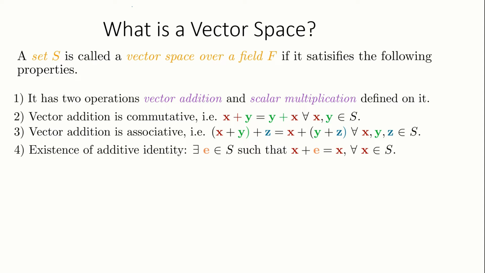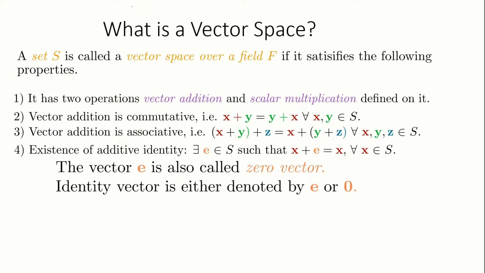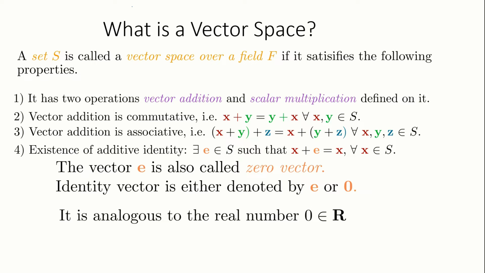Fourth condition is about existence of the additive identity. The set S should have an element E such that adding it to any element of the set S does not change the element. The additive identity is also called a zero vector. It is denoted by a small letter E or a bold-faced 0. It is analogous to the real number 0.